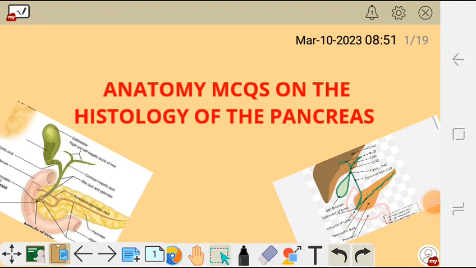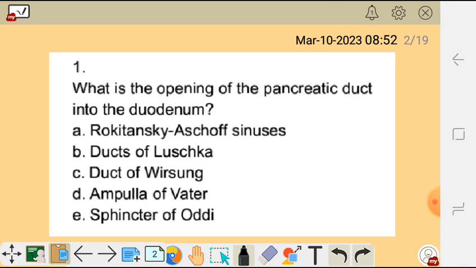Hello there. Let's go through anatomy multiple choice questions on the histology of the pancreas. So question 1. What is the opening of the pancreatic duct into the duodenum?